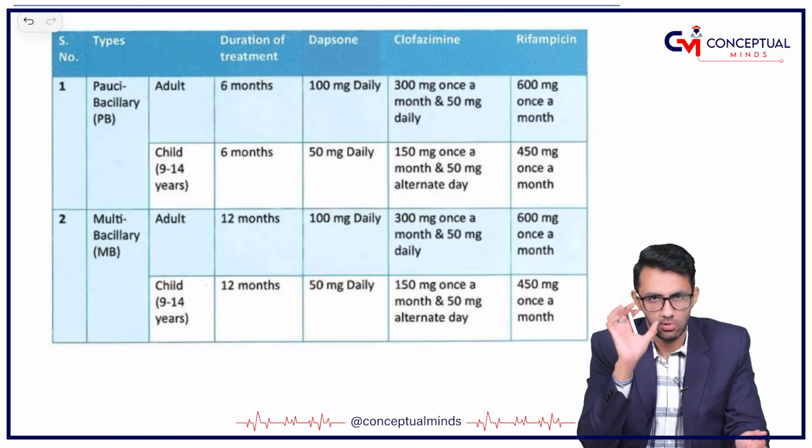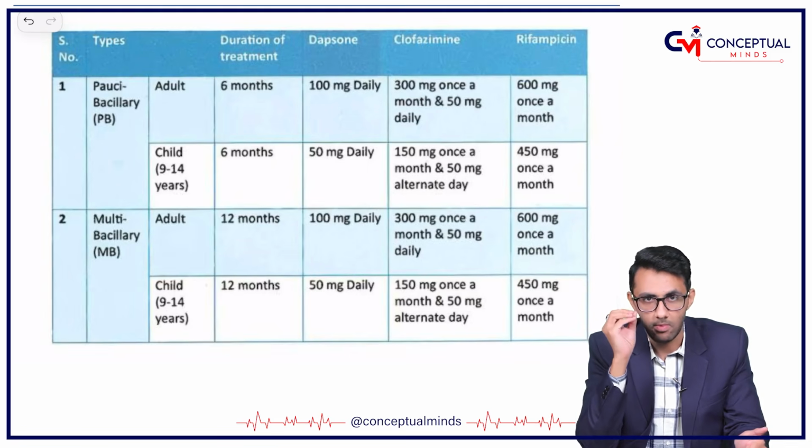Tell me about clofazimine. You should know this table, it should be in your mind. How much are we giving clofazimine? 300 mg once a month. We'll give 300 mg, and then how much will we give daily? 50 mg, right? 50 mg we'll give daily.